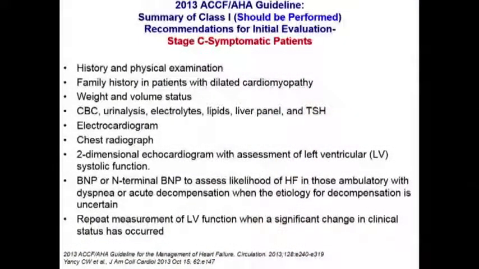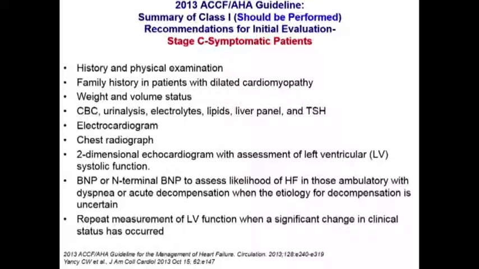When patients present to us with signs and symptoms of heart failure, these are the tests that are recommended as a class one recommendation that insurance will pay for: the history and physical, the family history, asking if they have a family history of a dilated cardiomyopathy, their weight and their volume status. And of course, these people, when they're discharged from the hospital, or even when you're following them chronically, need a scale at home to be able to weigh themselves.